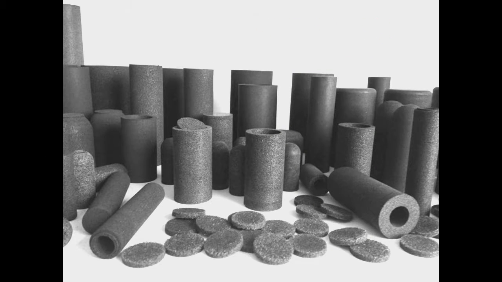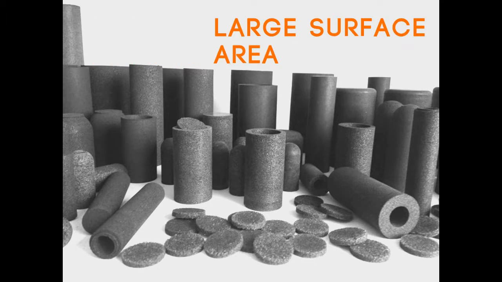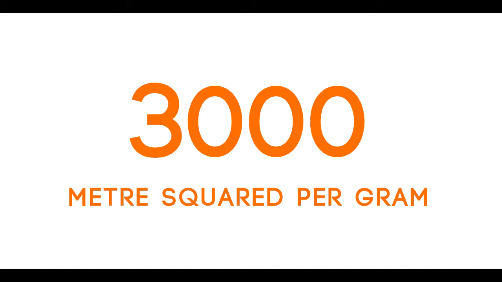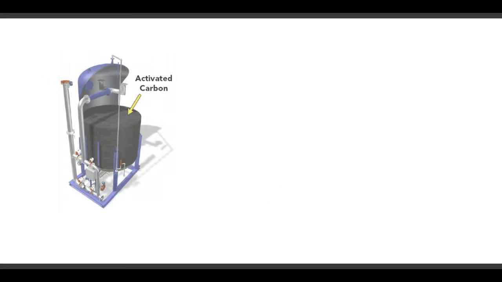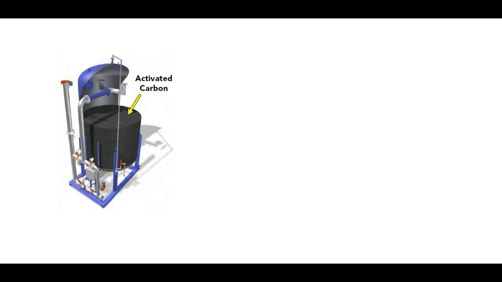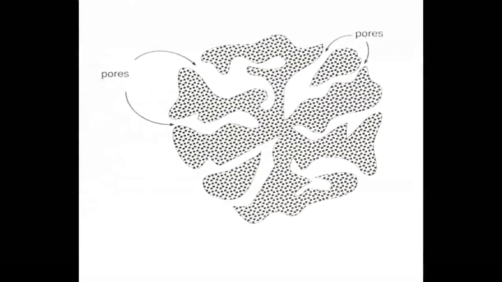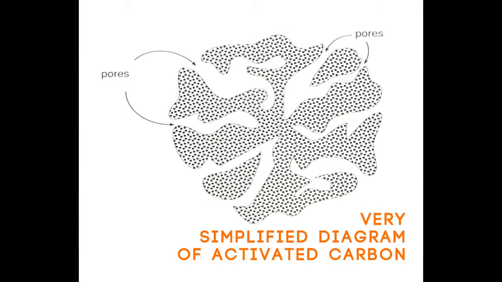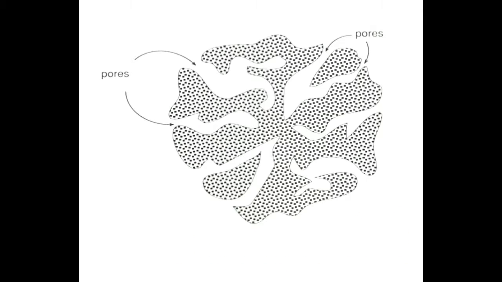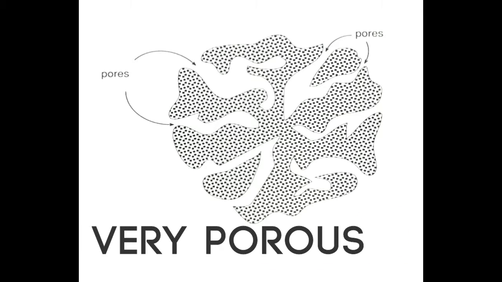Activated carbon is a very powerful adsorbent. It's a highly porous substance with large surface areas reaching almost 3,000 meters squared per gram. A bed of activated carbon is used to adsorb pollutants and sediments, plus removes chlorine, heavy metals, microorganisms and odors from contaminated fluids. Let's take a look at a very simplified diagram of an activated carbon nanoparticle. As you can see, it's very porous.